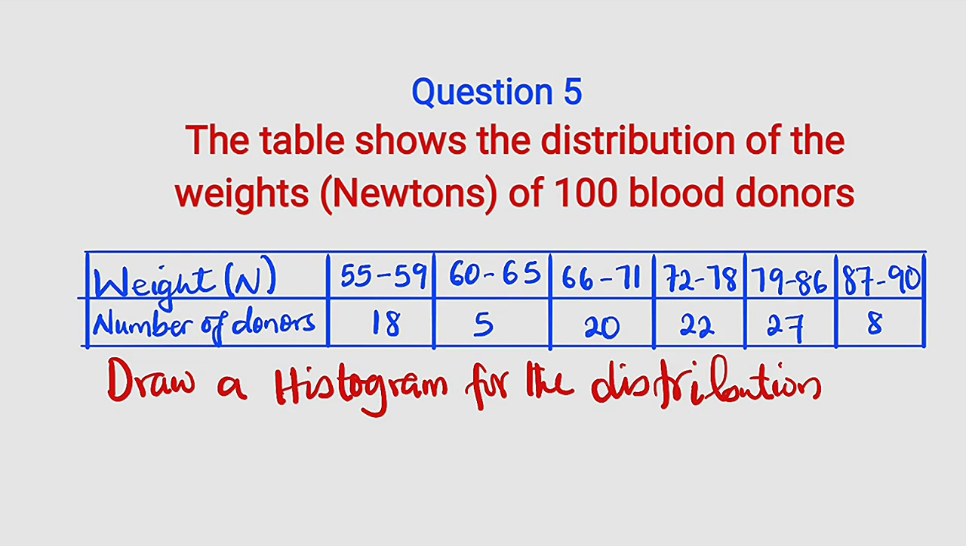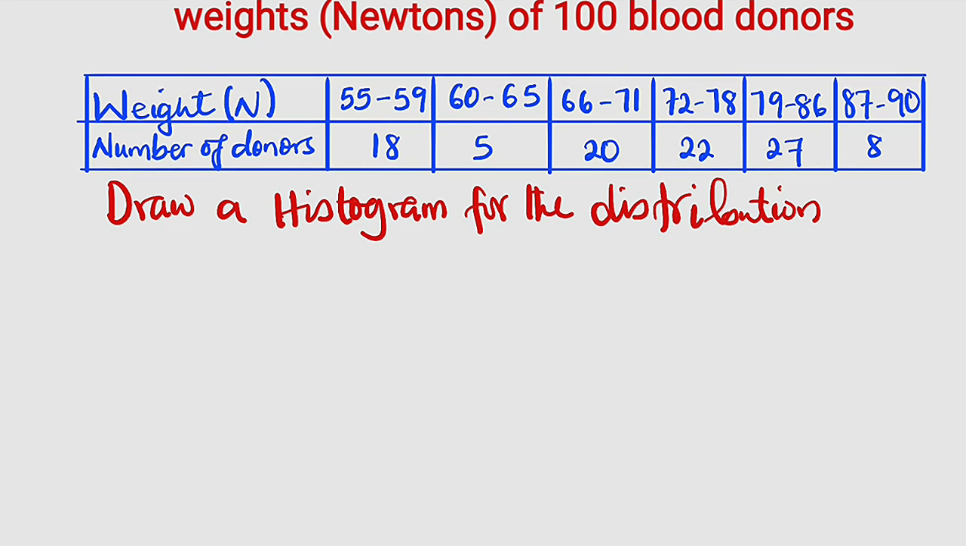Here's question number 5 of WAEC 2025 for the mathematics examination, the theory questions. The table shows the distribution of weights in newtons of 100 blood donors. You can see the table here, and we're asked to draw a histogram for the distribution. If you pay close attention to these intervals, you'll realize we have different class widths, and hence we have to use class intervals as well as frequency density. All right, so we are going to do that here.